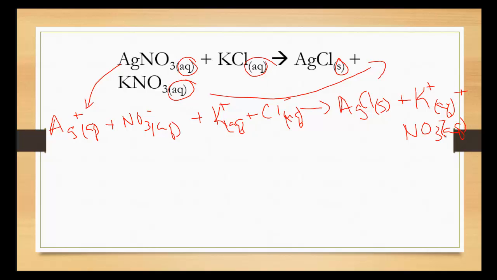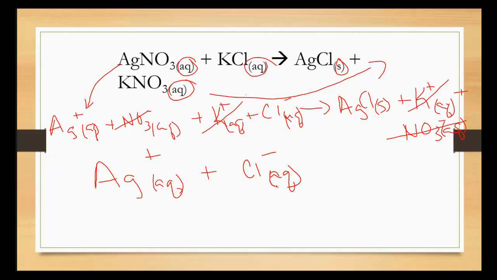Now I'm going to take out all the spectator ions. So I'm going to take out anything that I see on both the left and the right side. So NO3 gets removed, and the potassium gets removed. That leaves me with Ag plus aqueous, Cl minus aqueous, to AgCl solid. And that's how you do complete and net ionic equations.